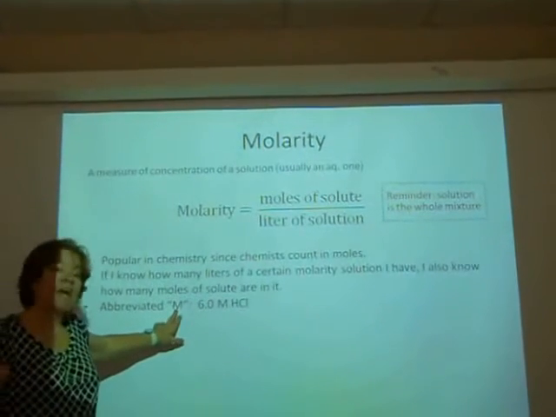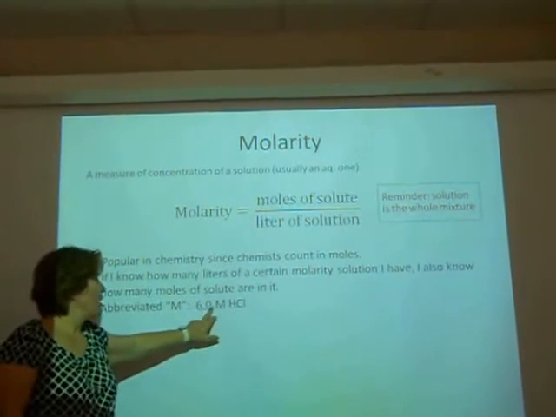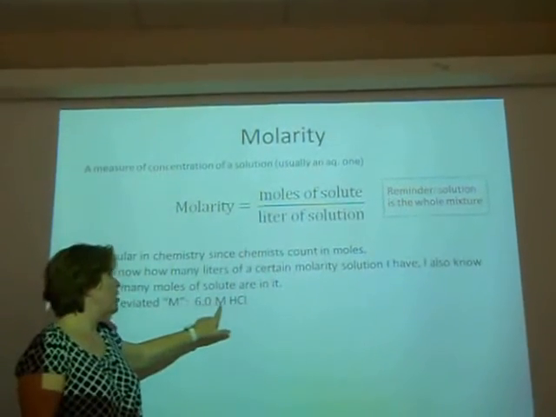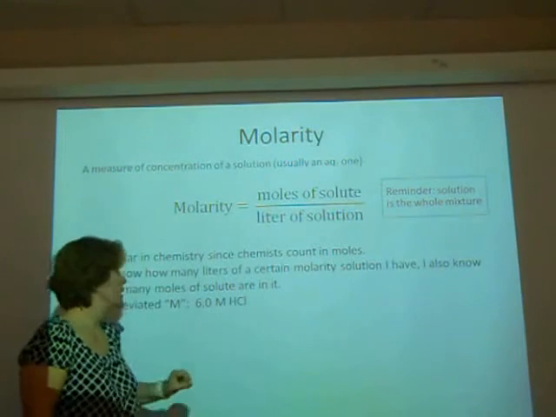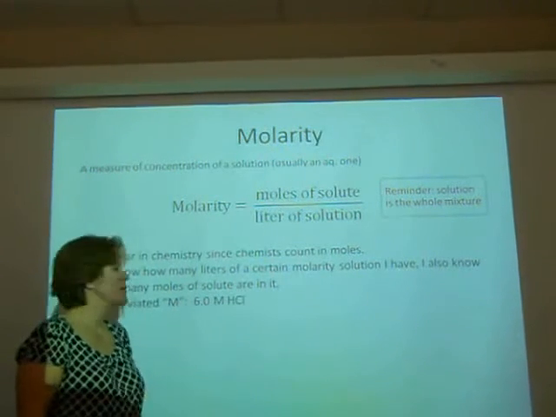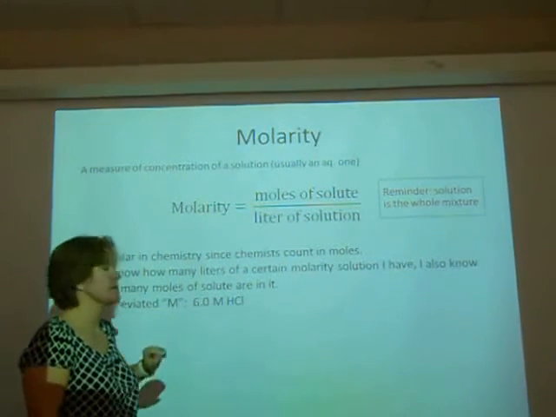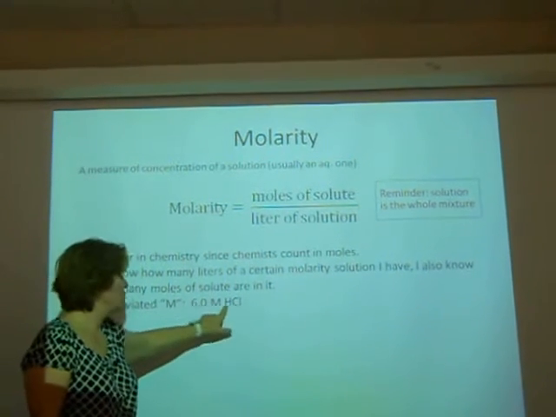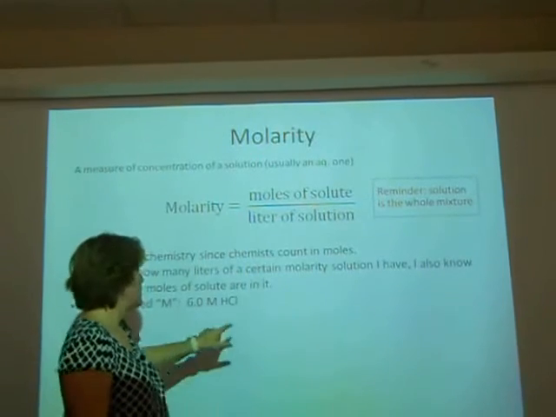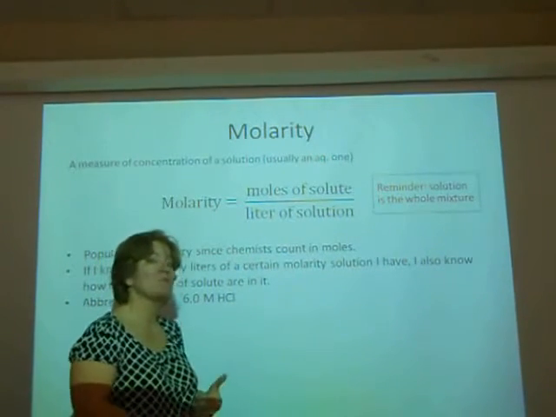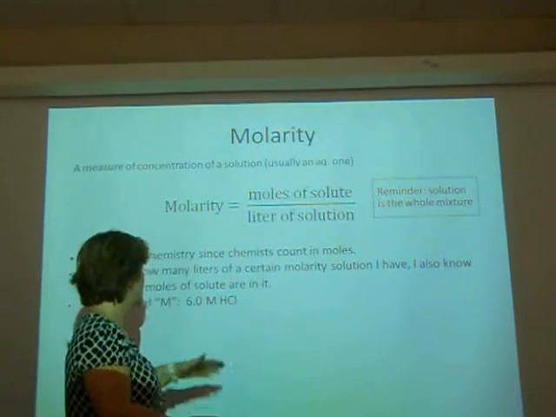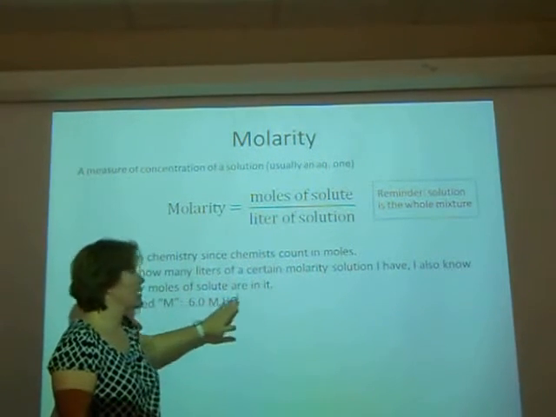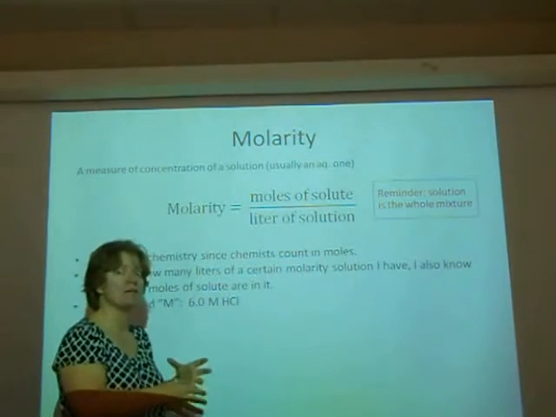It's abbreviated with a capital M, so when we see this 6.0 M, we pronounce it molar. So this would be pronounced 6.0 molar HCl solution. Now there's an awful lot implied by this. One, the molarity is 6, so that's 6 moles per liter. Also, the solute is HCl. Whatever is labeled here is telling me my solute. Probably it should have aqueous written after it, which would mean that the solvent is water. So for every liter of this mixture, 6 moles of HCl solute are in it.